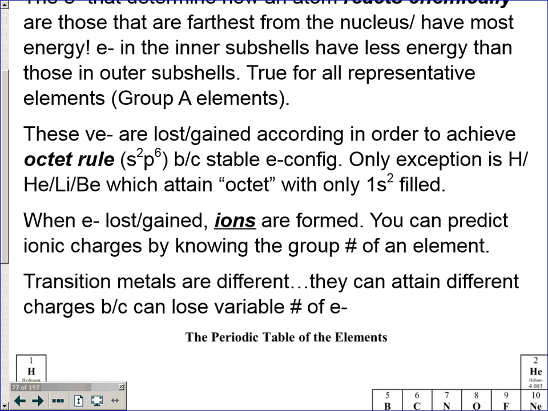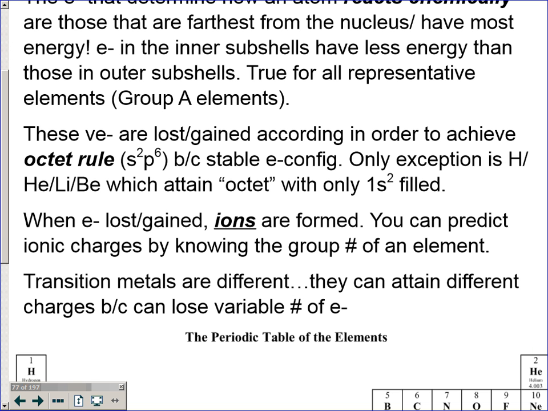So the valence electrons are far from the nucleus. They have the most energy, which means that they control the reactivity of a particular atom. The reactivity is actually controlled by how many valence electrons you have, but they can either remove or gain them to meet the octet rule.